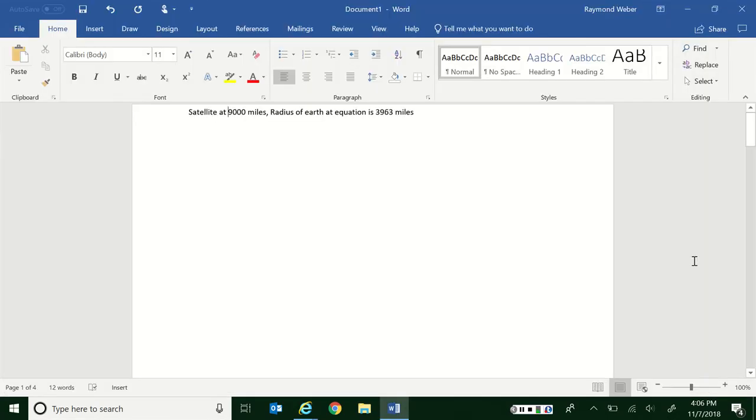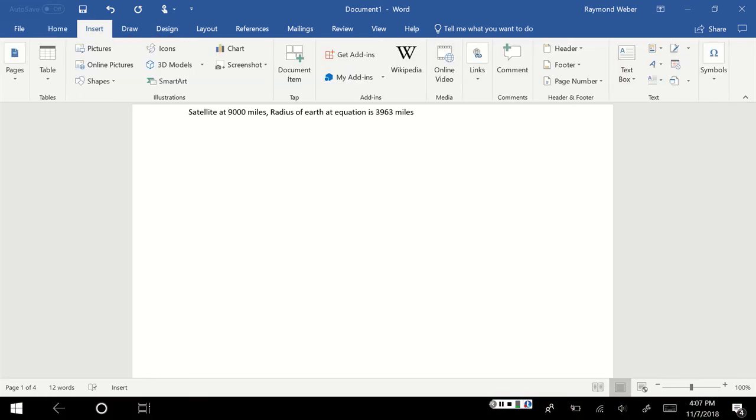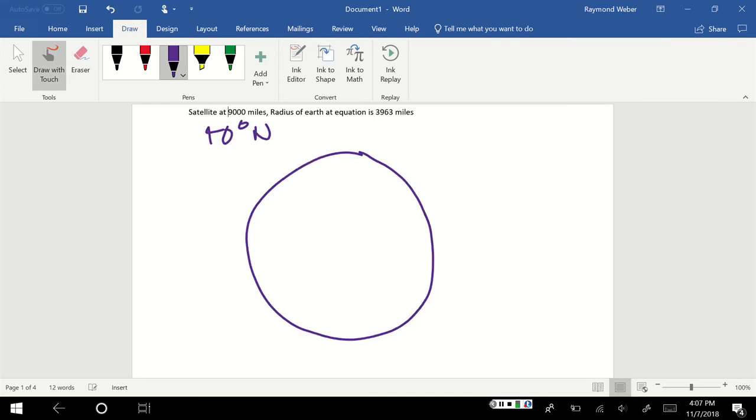We have a satellite orbiting at 9,000 miles, and we want to figure out the distance it travels if it's orbiting at 40 degrees north. So here's the Earth, okay? And here's the equator, okay? And the radius of the equator is, in miles, 3,963 miles.